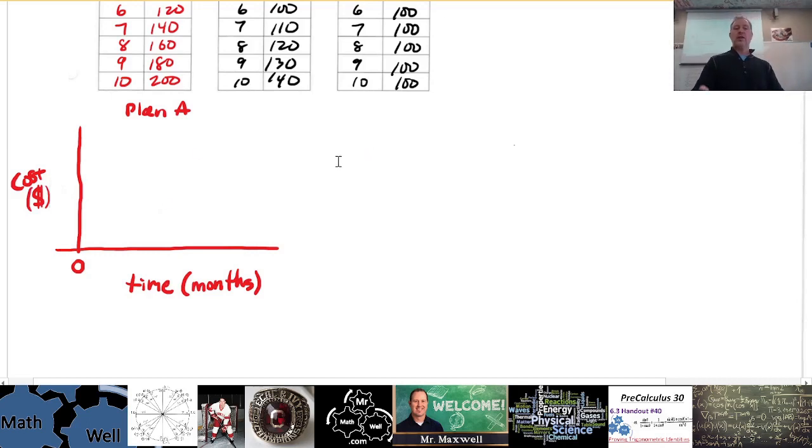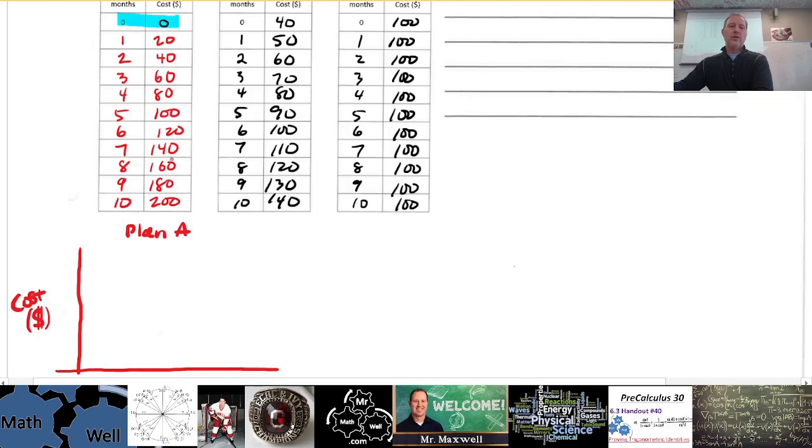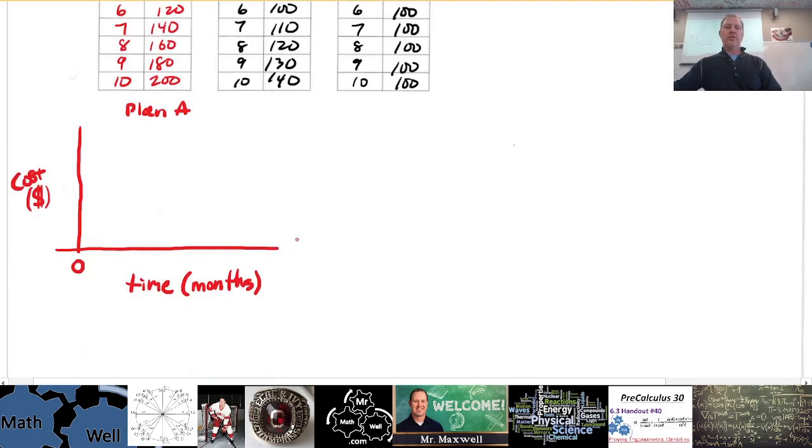Okay, so this is looking like a good graph so far. What I want to do is spread out my values on the x column, the independent variable. I want to spread those out as much as possible.